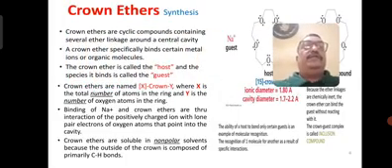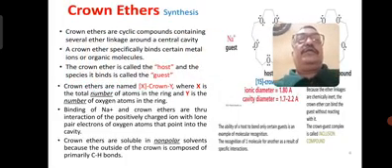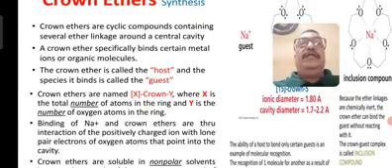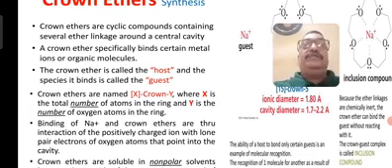Now, in general, there are definitions I have given. What are crown ethers and how are they synthesized? Crown ethers are cyclic compounds containing several ether linkages around a central cavity. Crown ethers specifically bind certain metal atoms or ions in the molecule. The crown ether is called the host, and the species that binds at the center is called the guest.